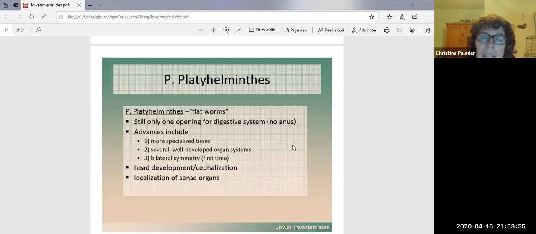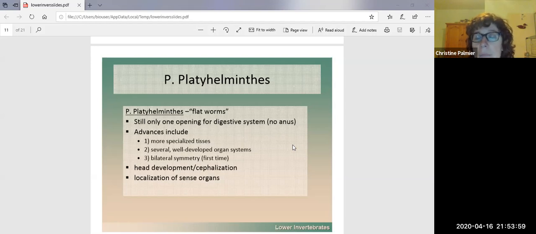They still, just like the sponges and jellyfish, have only one opening for digestion. So again, their waste goes out through their mouth. Advances, though, with Platyhelminthes versus the first two phylum are they have more specialized tissues. They have several well-developed organ systems, which they couldn't have before. But why do they have these? They have bilateral symmetry for the first time.